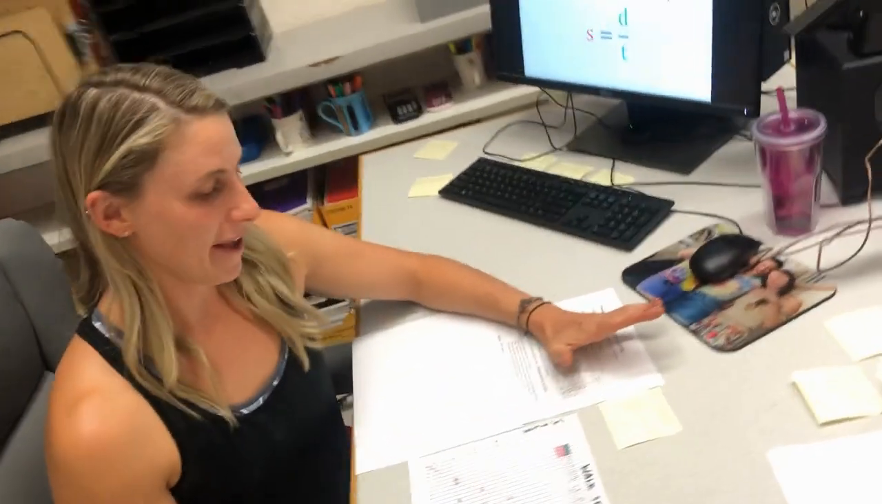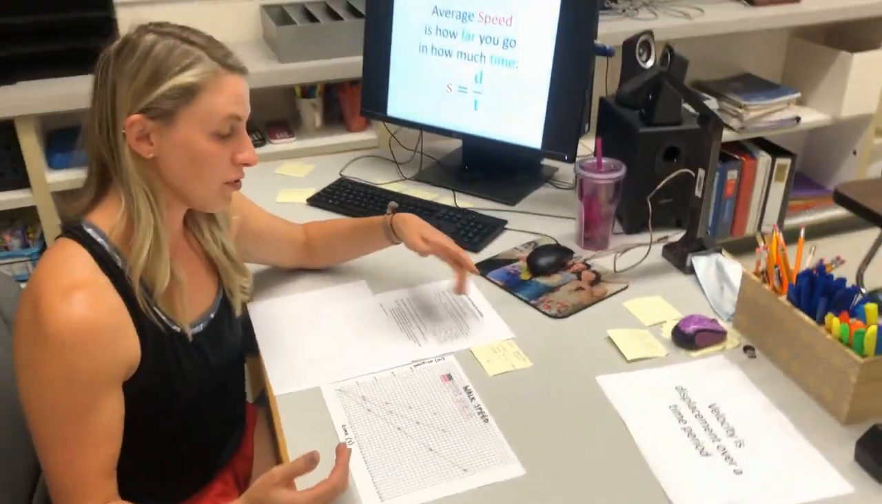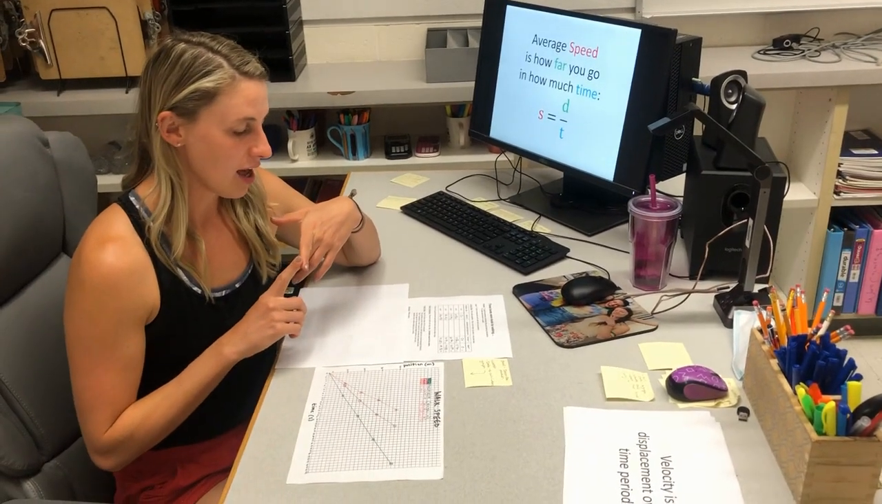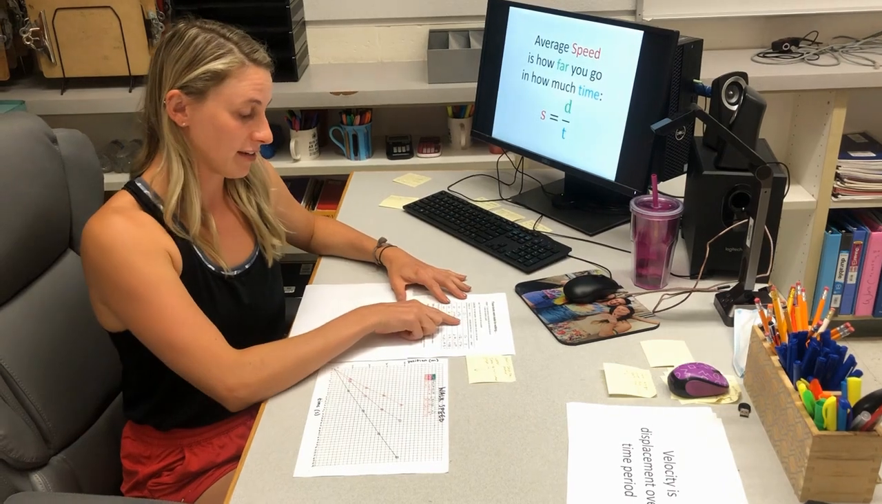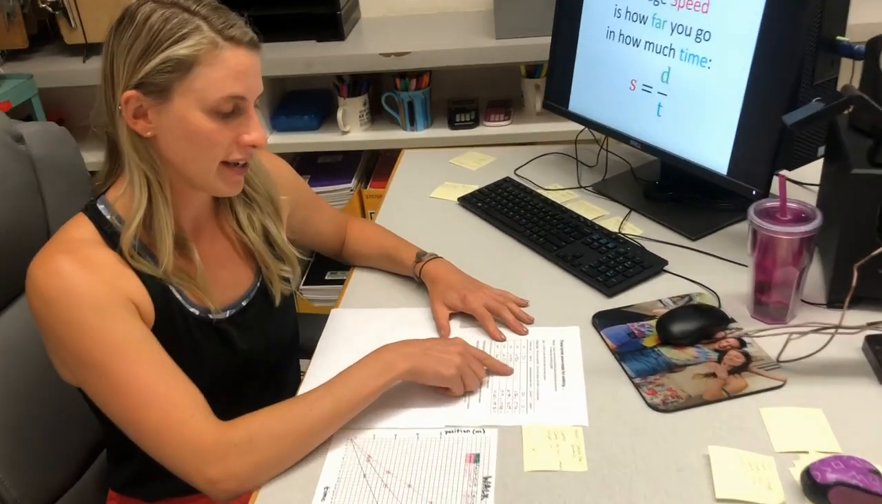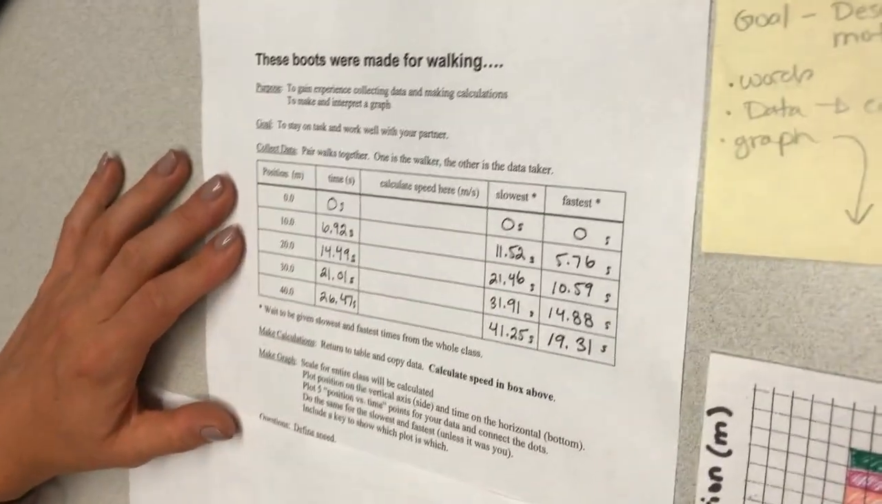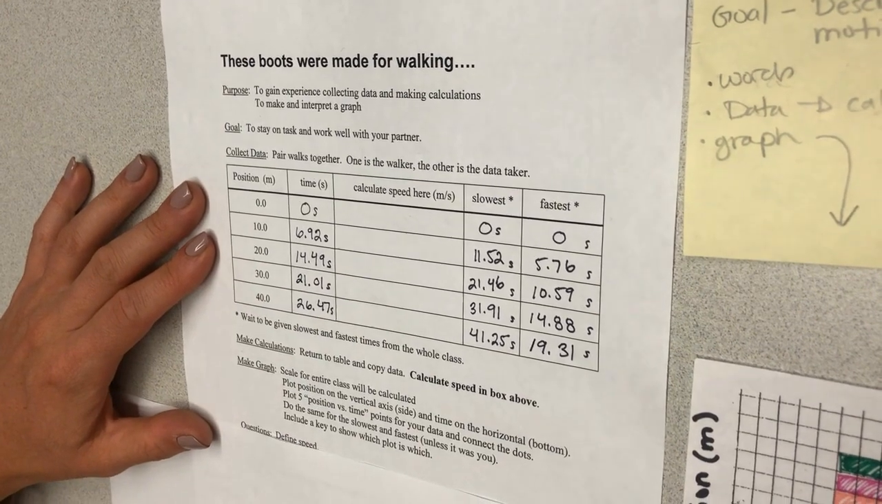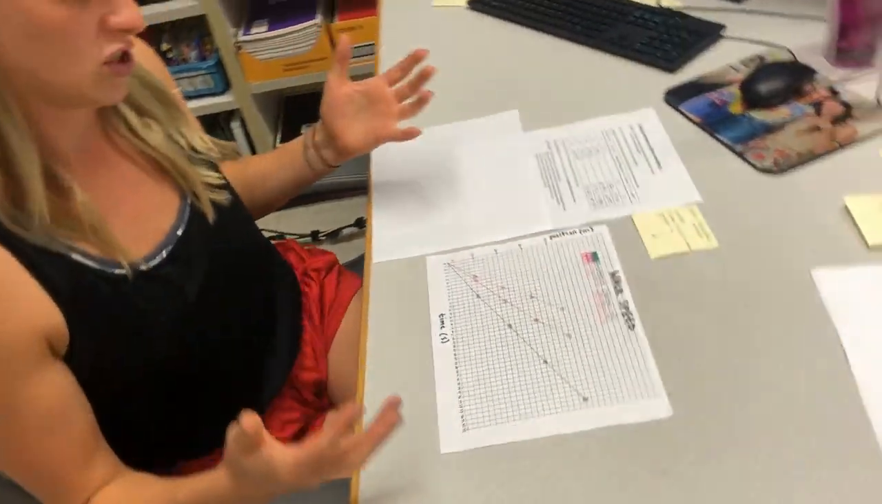All right, so don't forget, our goal here for this whole lab was to really understand how to describe motion. We've used words, we have collected some data, and we've done our calculations. Now, I don't have my calculations here, but you should have calculated the speed for each of these time intervals. Now, the next thing I'm gonna do is make a graph.